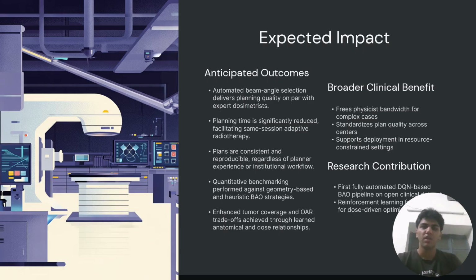And we also benchmark performance quantitatively against both geometric and heuristic beam angle optimization methods. Overall, this helps achieve better tumor coverage and improved OAR sparing through learned anatomical and dose relationships. From a broader clinical perspective, this work frees up physicists' bandwidth, especially for complex cases, and standardizes plan quality across institutions. That's critical for scalability, especially in resource-constrained environments where expert planners may not be available.